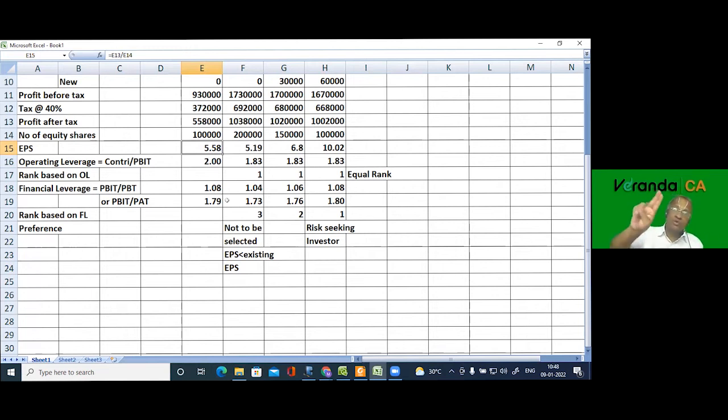Between option 2 and option 3, the first preference will always be option 3. It increases the market price of the company. How come? When EPS is growing, automatically by multiplying it with the P/E ratio, your market price will improve. And to whom will I recommend this? Risk-averse investor. For them, I will recommend option 2.